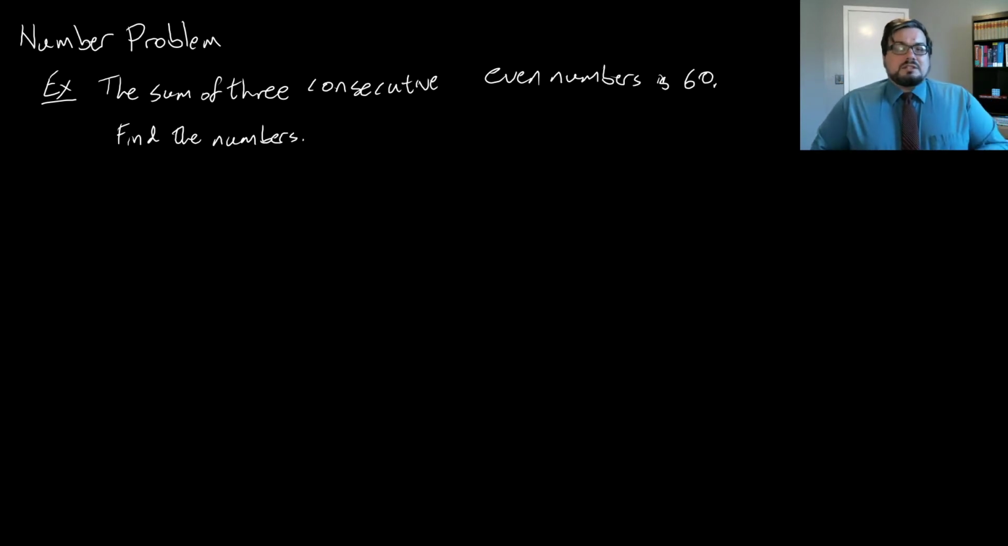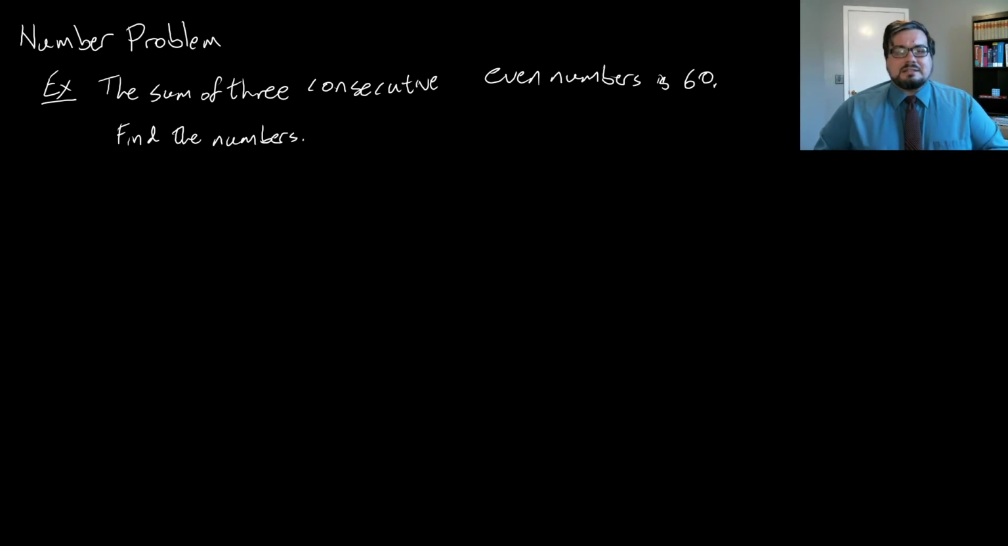So here we're just trying to find numbers that satisfy a certain condition. They have to be 3 consecutive even numbers. They have to add up to 60, and once we find numbers that do that, then we will have the answer to our problem. So let's think about the strategy that we had before.